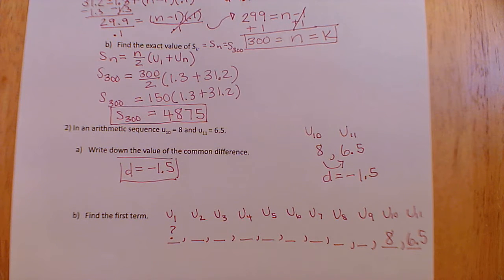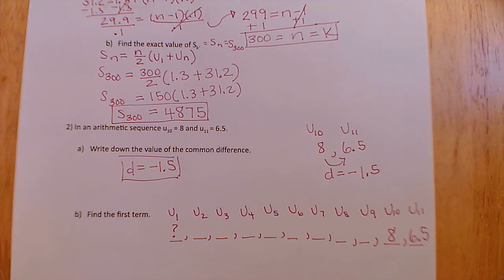Let's understand the problem first. So here's the thing. They gave us U sub 10 and U sub 11. So they gave us the 8 and the 6.5. We're missing all of these numbers back here, and we have to find U sub 1. So this is the problem that we're actually looking to find. So let me show you the two ways.